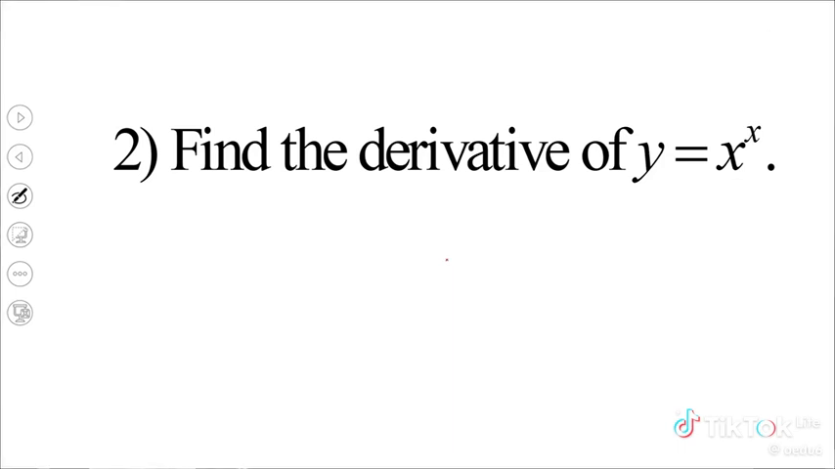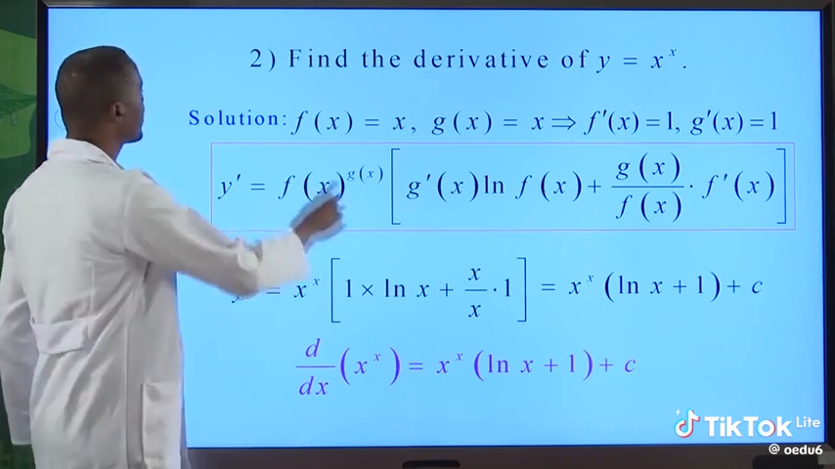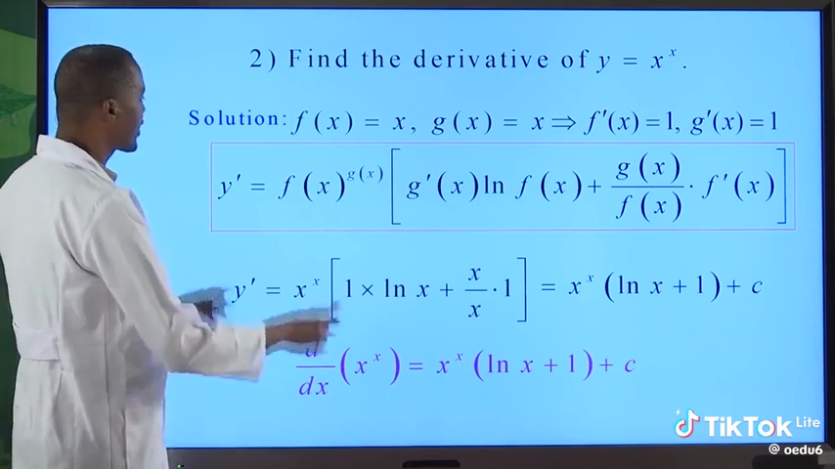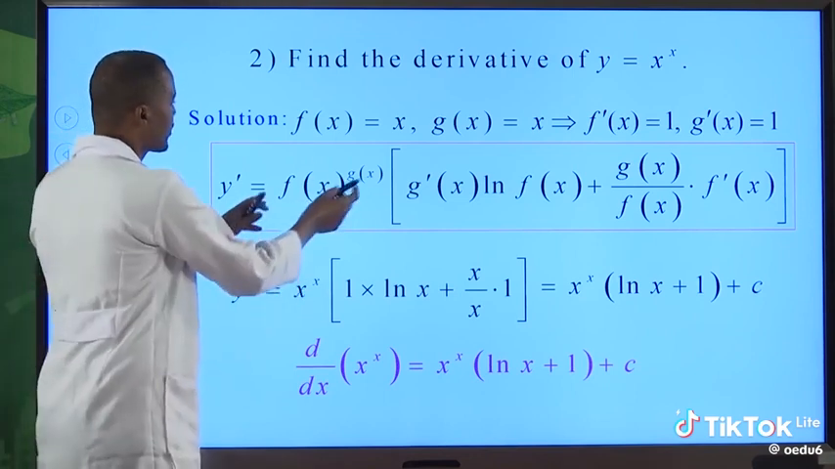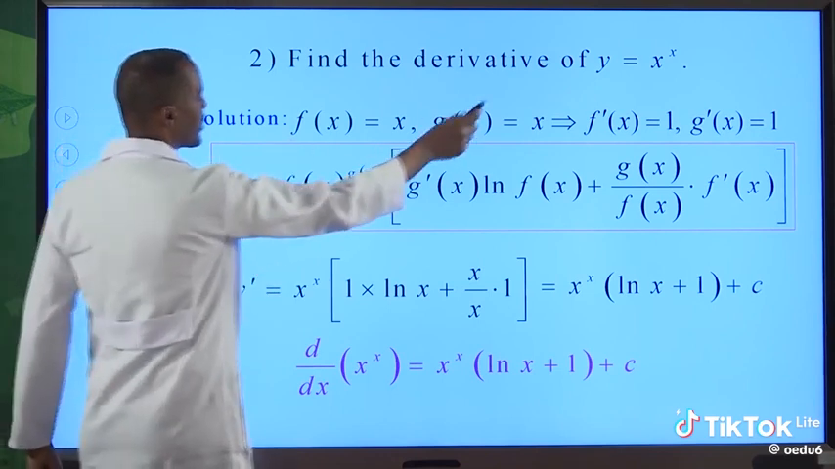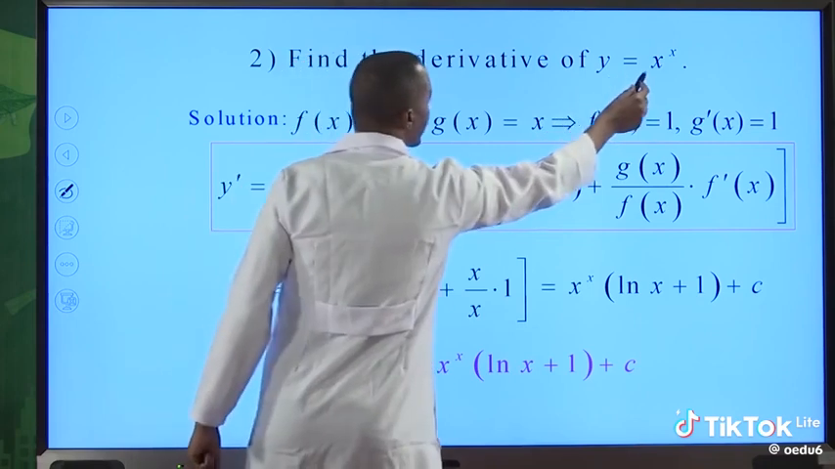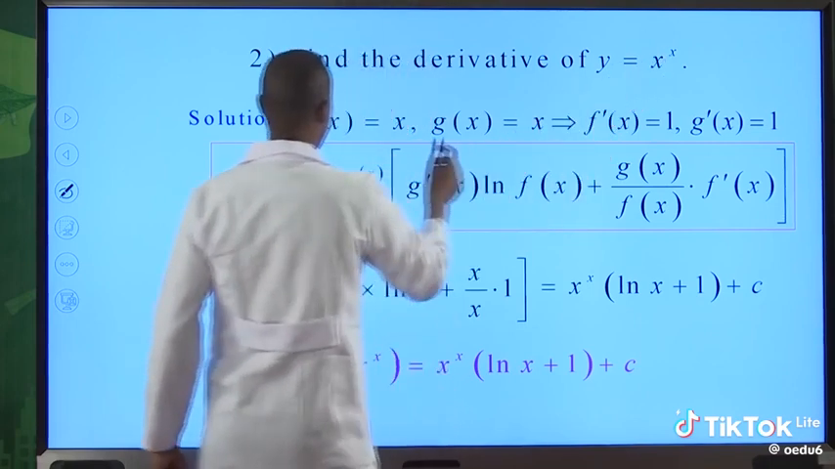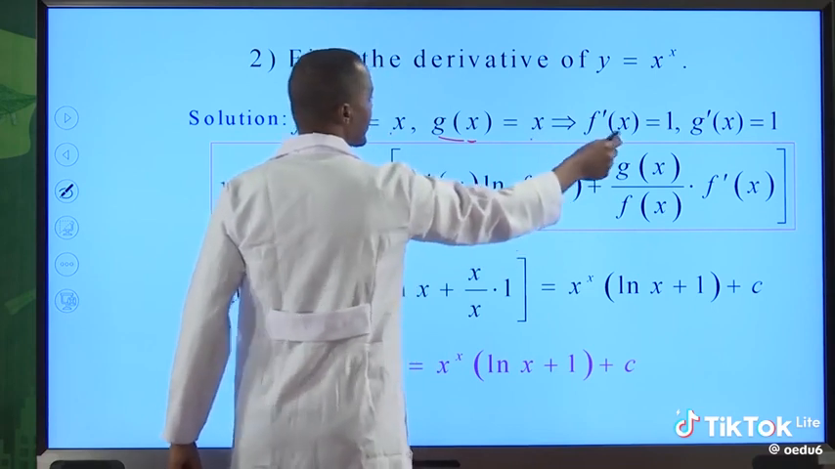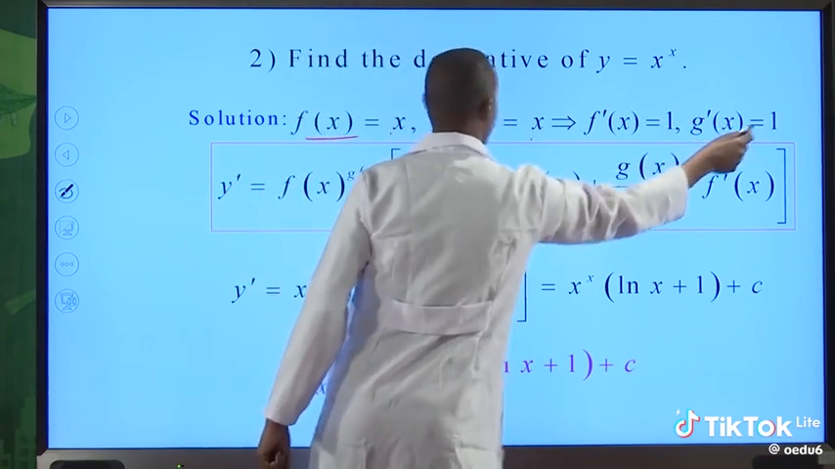Okay, the time is up. Come back to the problem. The problem says find the derivative of y is equal to x to the power of x by directly substituting into the formula that we have here, our general formula for this kind of derivative of f of x to the power of g of x, where my f of x is x and my g of x is also x. F derivative of x is 1, g derivative of x is also 1.